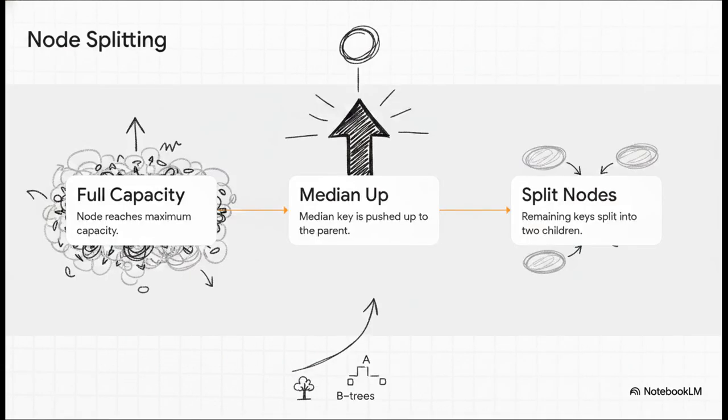So what actually happens when one of those disk pages gets completely packed full? Well, when a node hits its absolute maximum capacity, it splits. The median key literally gets pushed up into the parent node, and the remaining keys get split evenly into two brand new child nodes. Which means something completely counterintuitive when you think about it. Unlike normal binary trees that grow downward by adding leaves at the bottom, B-trees actually grow upward from the root.